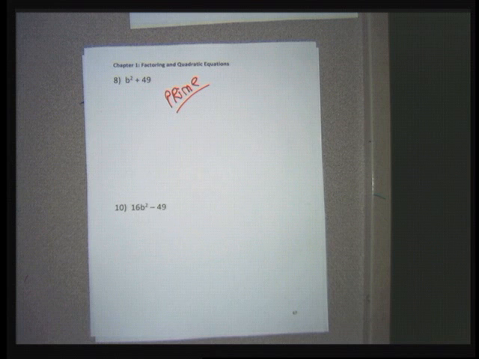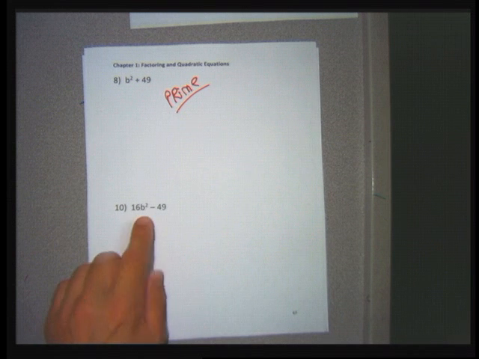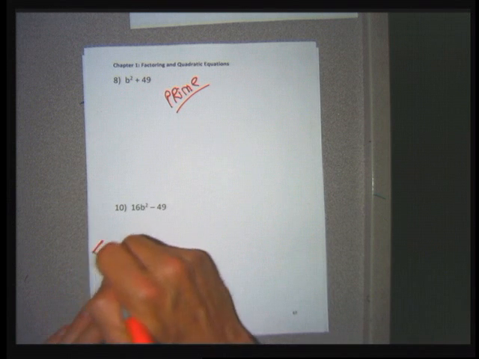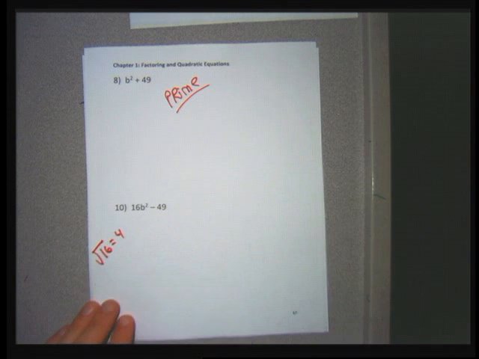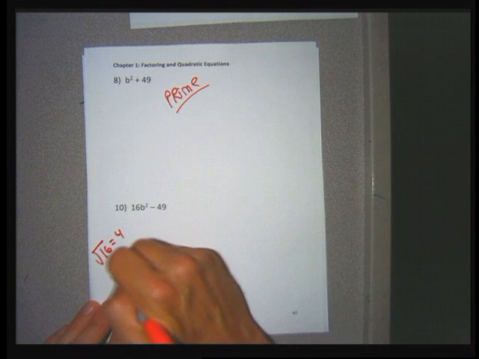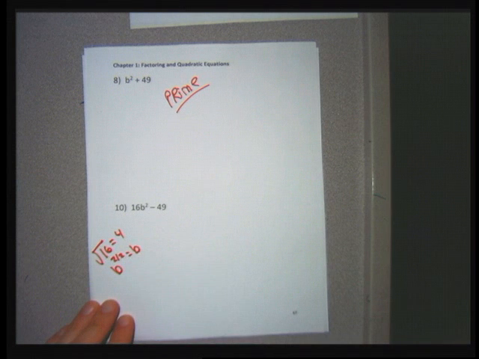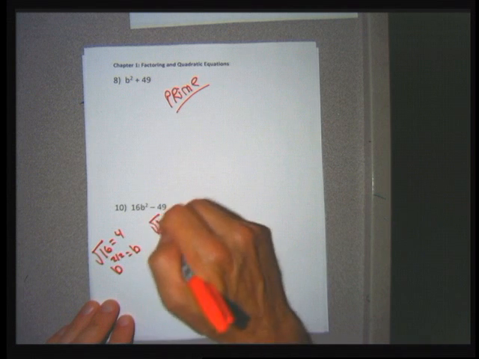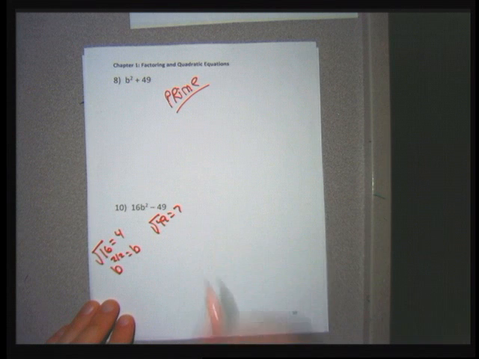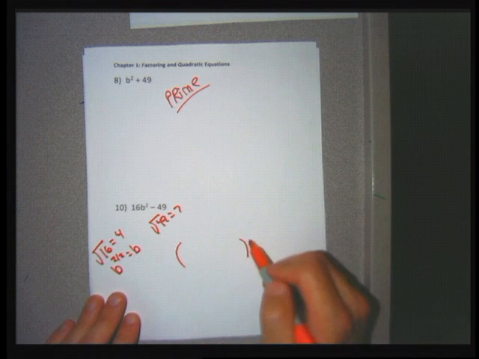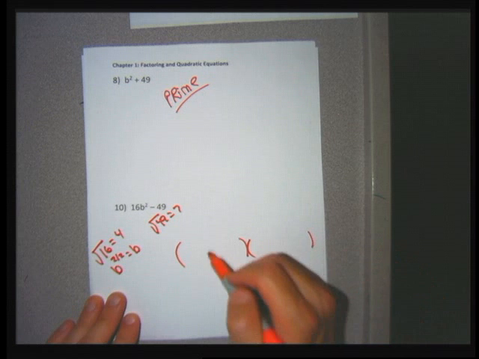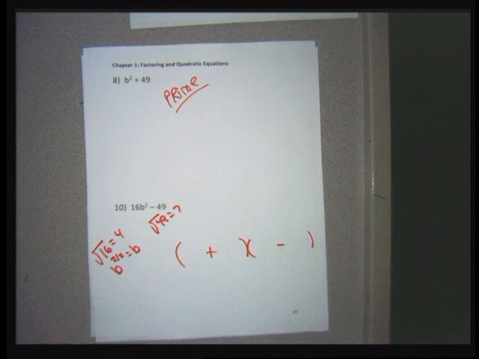10 is a difference of squares because of the lovely minus sign. So I need to take the square root of 16. That's going to be 4. I'm going to divide the exponent of the b by 2 and get b to the first power. And I'm going to square root the 49 and get 7. So I'm going to make 2 parentheses. Other than the signs, the contents are going to be the same.